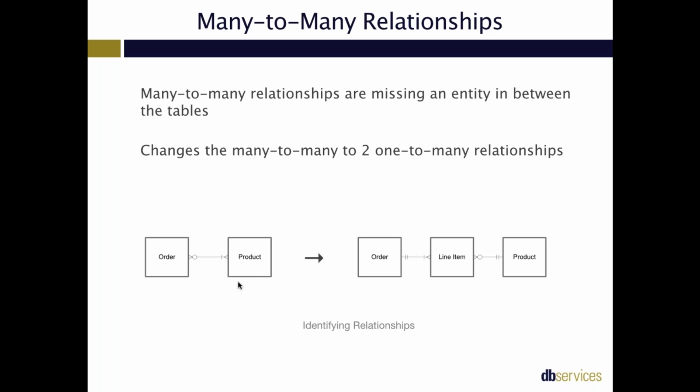And so what ends up happening is in the order, you can have multiple line items, and one line item is a product. But one line item is only associated with one product and one order.